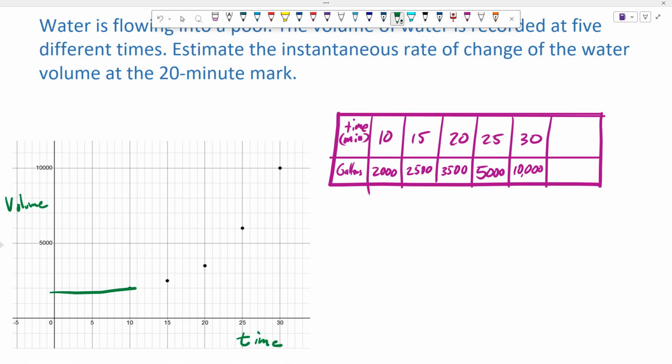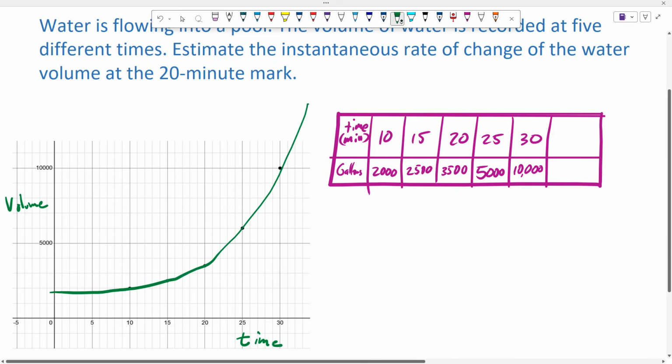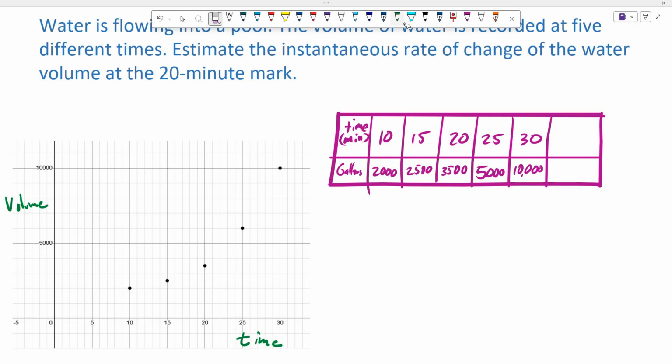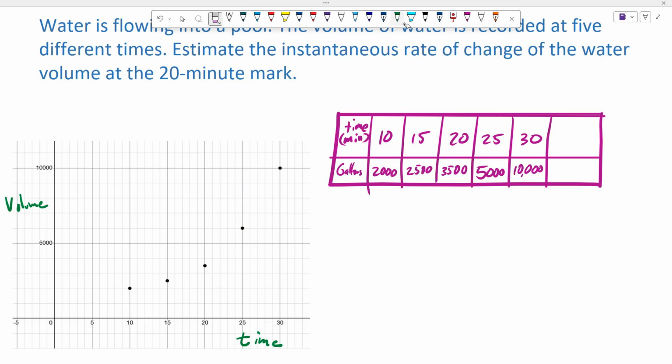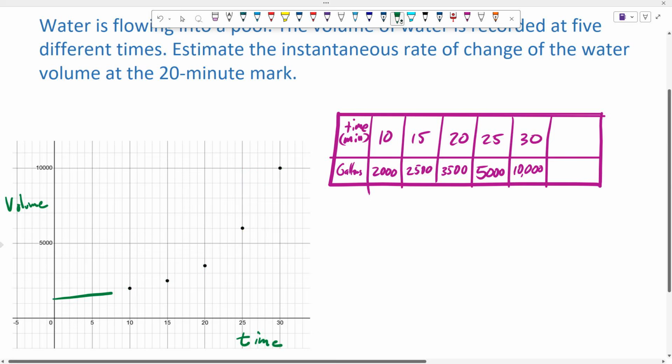So water's flowing in. This is some continuous function, right? Would this be a continuous function? Yeah, it wouldn't instantly change volume. There's always a steady volume. I don't know what the function looks like. It could do something like this, but we have no idea. But probably not, right? It would probably be a nice, smooth function like that.